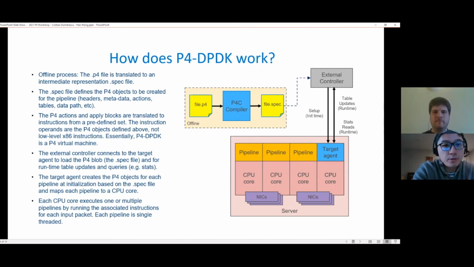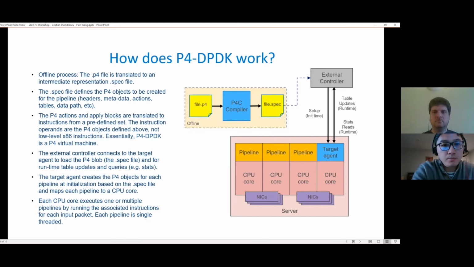Within that spec file, we have definitions for P4 objects, such as headers, metadata, action, and table. Each one of these objects is instantiated in the data plane as an in-memory object. And then, of course, we also have the data path, which is the control flow logic, where you can apply a table in different sequences, and that's also described in the spec file.